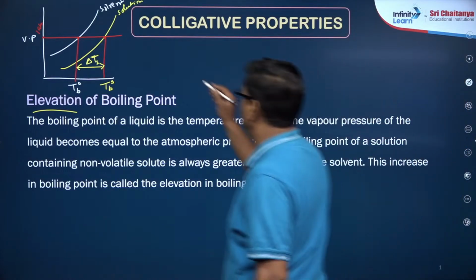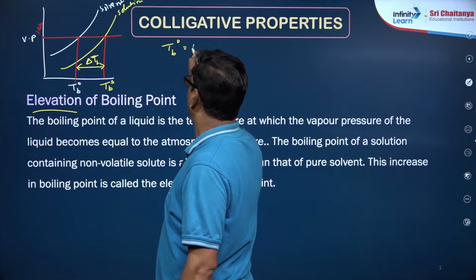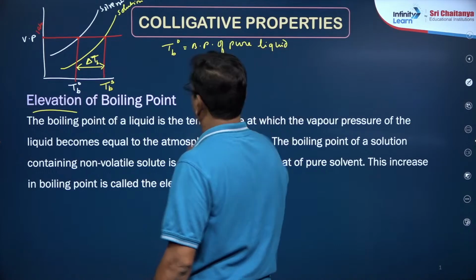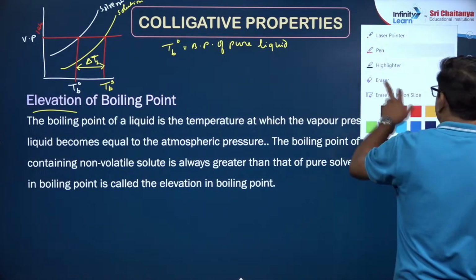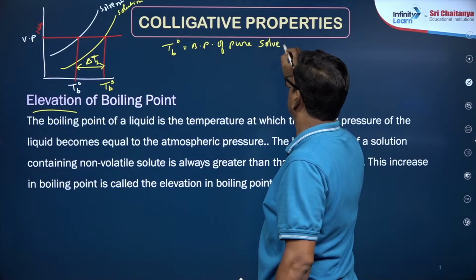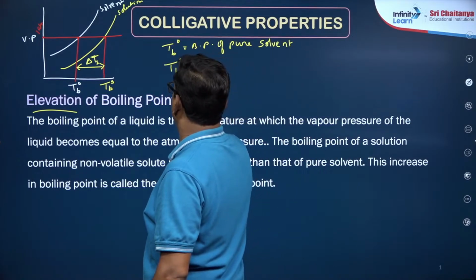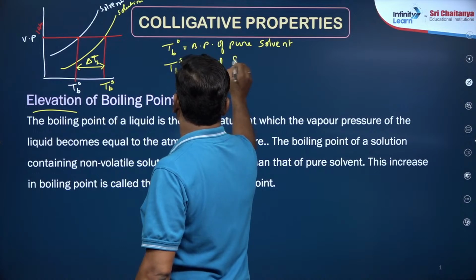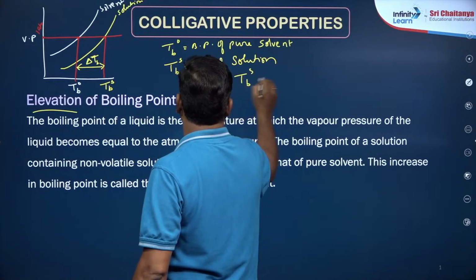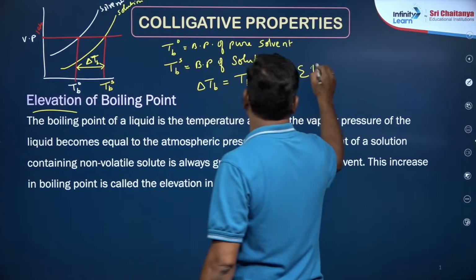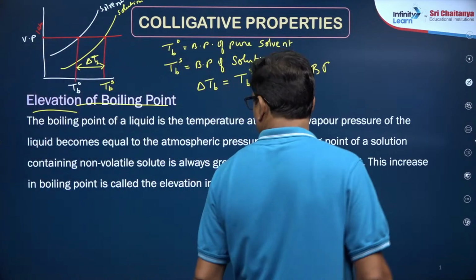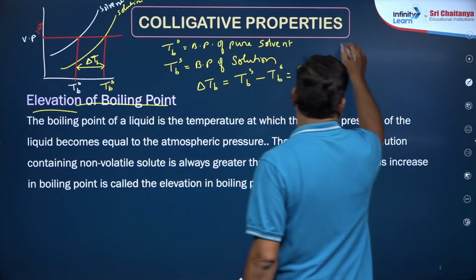Here, T naught B is the boiling point of the pure liquid or pure solvent. TBS is the boiling point of the solution containing non-volatile solute. Delta TB is equal to TBS minus TB naught, that is called elevation in boiling point, EBP. So this elevation in boiling point is a colligative property.